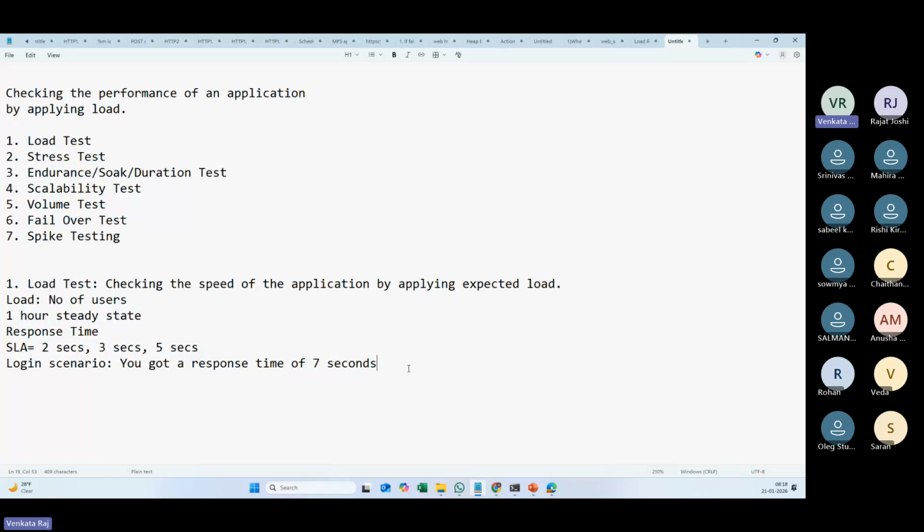So what are the important terms that we discussed? Load is nothing but the number of users. Steady state is nothing but the amount of time that this test will run. Response time is how much time it takes for the request to go to the server and get the response back. What is SLA? SLA is service level agreement. Generally, the client will give this number. The client will say that for my application, all the transactions, whatever the user does, should load in 2 seconds. Then if you got a high response time like 7 seconds, that means there is some performance issue.